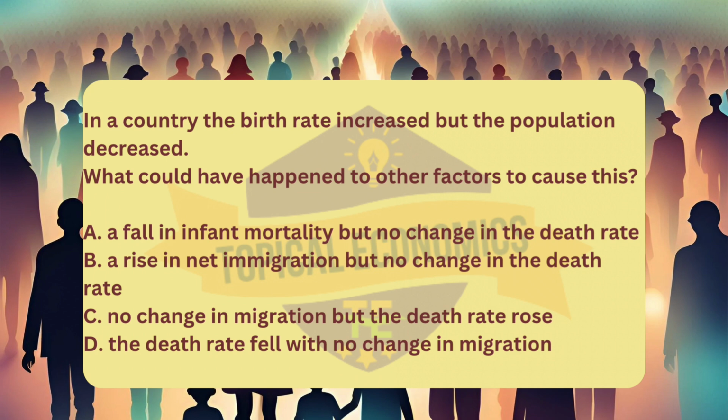Lastly, option D, the death rate fell with no change in migration. If the death rate fell, the population should increase, not decrease. A falling death rate would imply that fewer people are dying, so even if the birth rate rises slightly, the population would still tend to grow. Therefore, this option does not match the scenario of a population decrease.